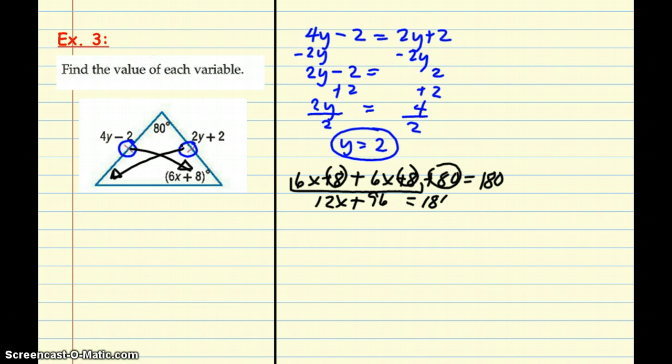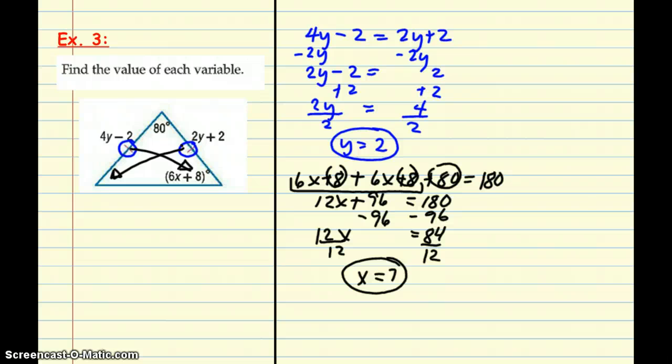And now again I'm going to solve it algebraically. So I've got 12x is equal to 84, and then I'm going to divide by 12, so the value of x is equal to 7. So we didn't really focus on anything about equiangular or equilateral triangles, so the main part of this is all about isosceles triangles.